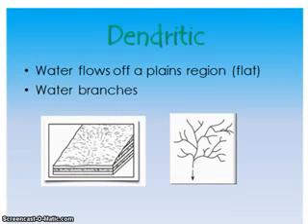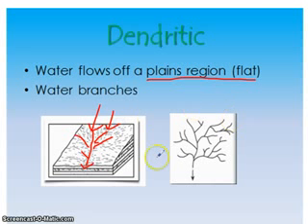The next type is dendritic. This is typically in a plains region or a very flat area, and water is going to branch out. This is also known as a branching drainage pattern. So again, here's your landscape. It's very flat in that plain region. If we were to look at that aerial view, this is your drainage pattern. So water is going to branch out in all different directions, just like roots on a tree, and it's going to kind of flow down. Water is just going to flow in all of these directions out. So if water was raining here, we would see this drainage pattern if we were looking at that aerial view.